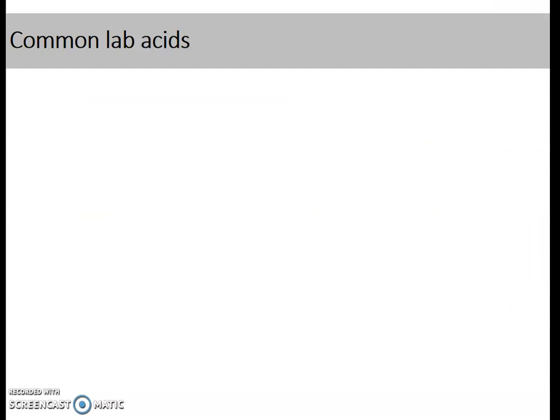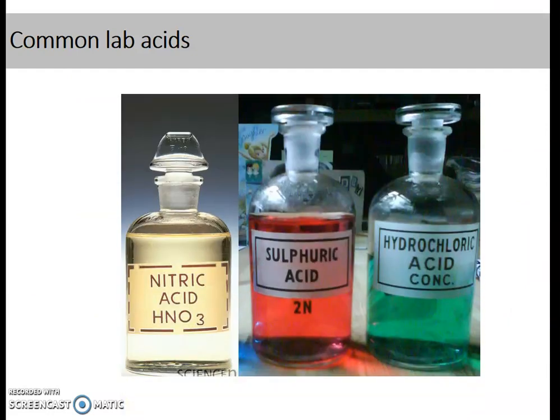Common lab acids that we use in school are nitric acid, sulfuric acid and hydrochloric acid. Now you will notice that on that hydrochloric acid it's got the word conc. Now that means it's concentrated. You do not use concentrated acid because that means it's a very strong type of acid and it can burn your skin and it can burn through wood, so we dilute it down to make it safer for you to use.